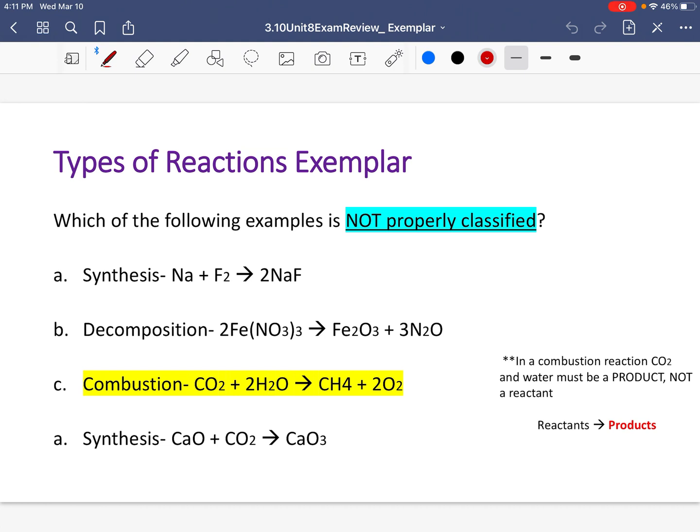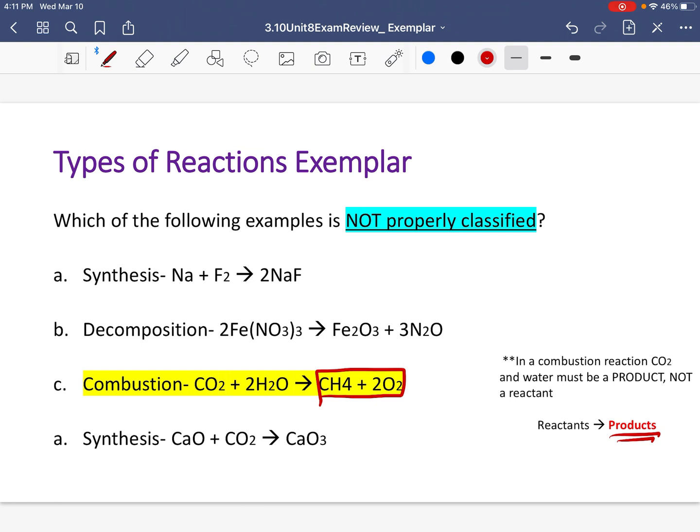Again, types of reaction, we went over 5 different types: synthesis, decomposition, combustion, single replacement, and double replacement. Here, what I want you to see is that combustion means you produce carbon dioxide and water. Products are after your arrow. This particular question produces methane and oxygen, so it is not combustion.